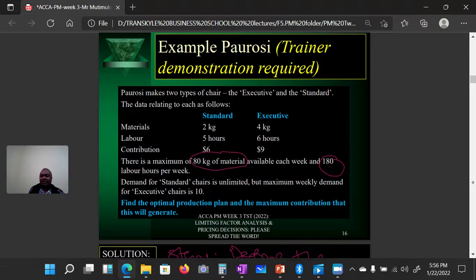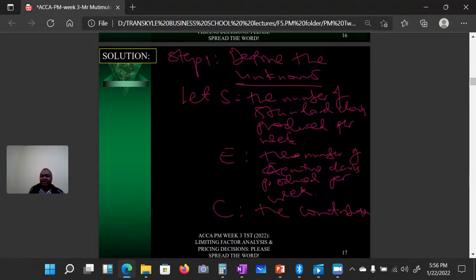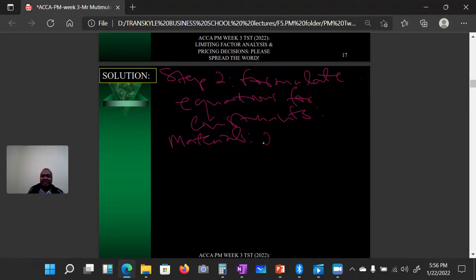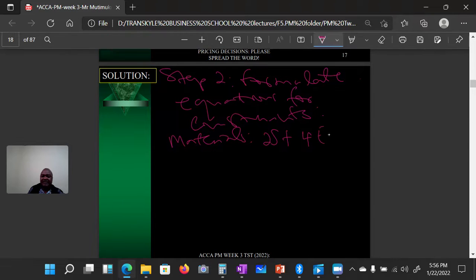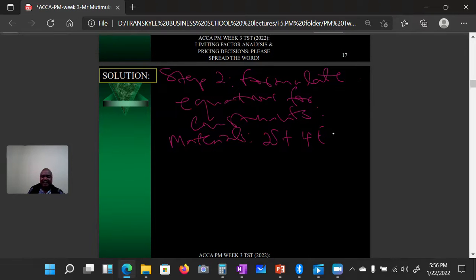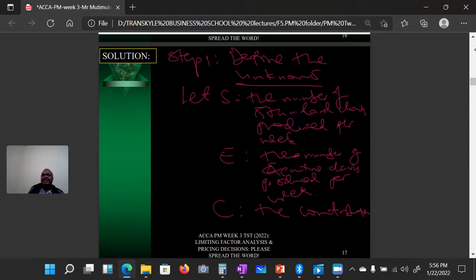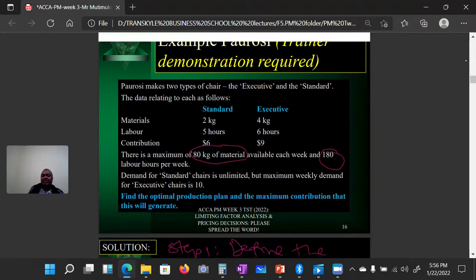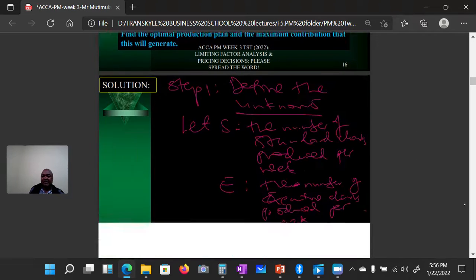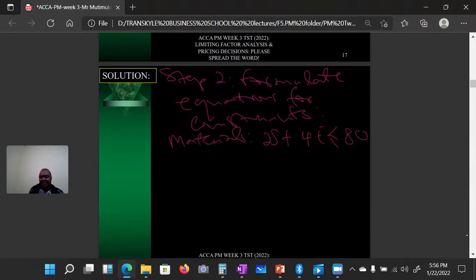So materials would be 2 kg for standard, that is 2S, plus 4 kg for executive, 4E. This should be less than or equal to 80, because 80 is the maximum available in terms of materials.